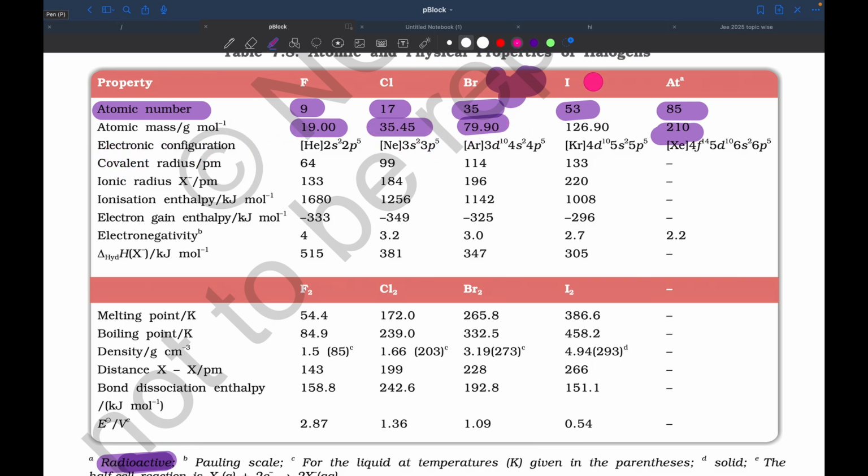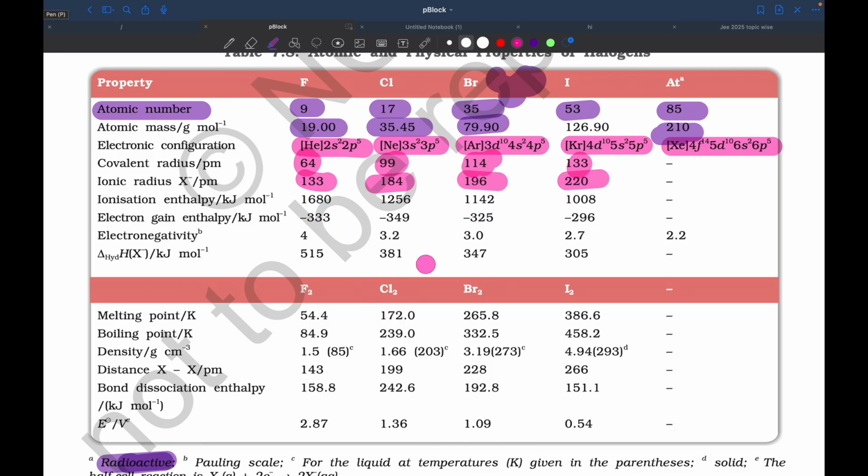Electronic configuration we have just seen: helium 2s2 2p5, neon 3s2 3p5, argon 3d10 4s2 4p5, krypton 4d10 5s2 5p5, xenon 4f14 5d10 6s2 6p5. This is the covalent radius, obviously increasing. It is regular, so we don't have to remember. Ionic radius also regularly increases, you can check it, right?